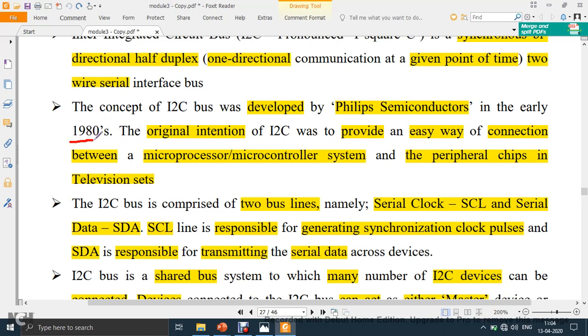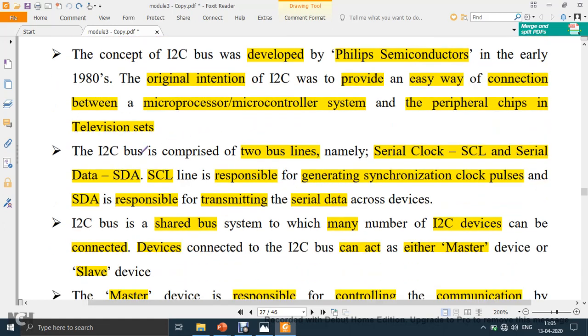It was introduced in the 1980s itself by Philips. It was originally developed as a communication interface between the processor or controller and the peripheral chips of a TV or television sets. It is not a new concept, it is an old concept.